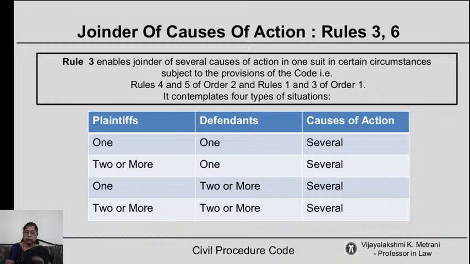Order 1, we have seen how joinder of plaintiffs can be done under rule 1 and how joinder of defendants can be done under rule 3. So these are the 4 things which we should consider when joinder of causes of action has to be done.